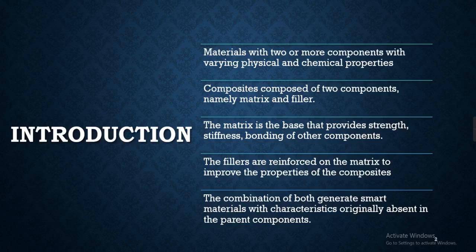The next component is the filler. The fillers are reinforced onto the matrix to improve the properties of the composites. The properties are flexibility, strength, durability, etc. By combining both, many smart materials can be created, and this can lead to the evolution of characteristics which were originally absent in the parent components. By merging different components, properties such as magnetic, optical, fire resistance and anti-corrosive properties may be obtained in the composites.